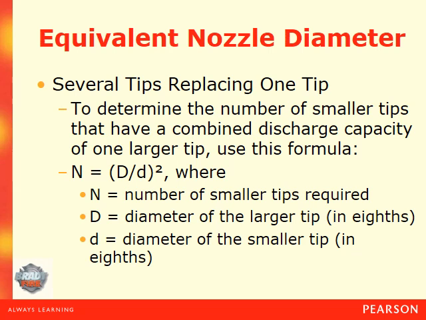Several tips replacing 1 tip. To determine the number of smaller tips that have a combined discharge capacity of 1 large tip, you use the following formula. N is the number of smaller tips required. D is the diameter of the large tip, again in eighths. The smaller d is the diameter of the smaller tip in eighths.